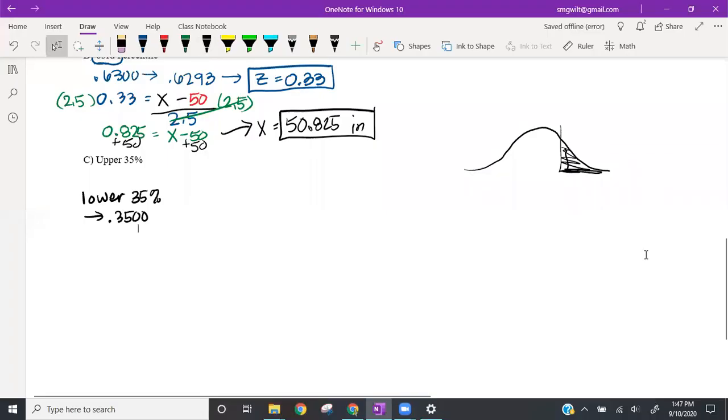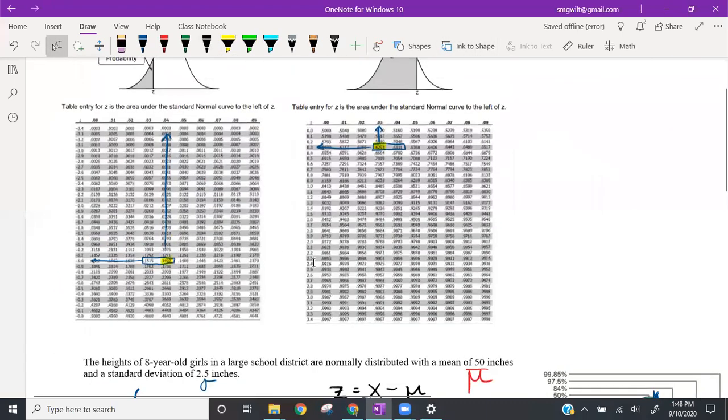So I'm looking for the lower 35%. Because of symmetry, if I find that percentage, it's going to be the same as the upper. So what that means is I want to look for that thing closest to 0.3500 in my z-table.